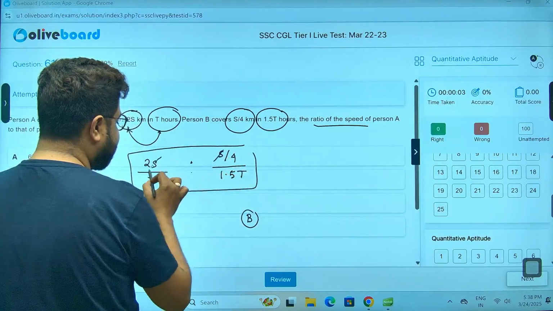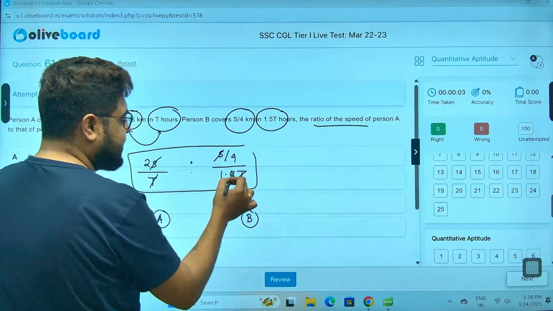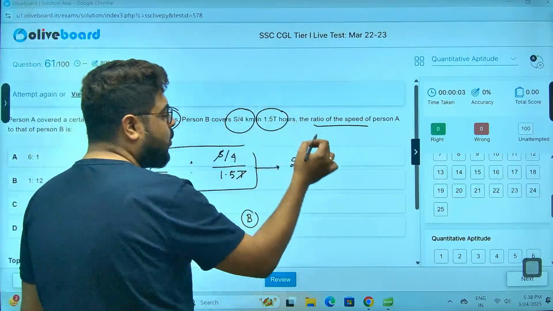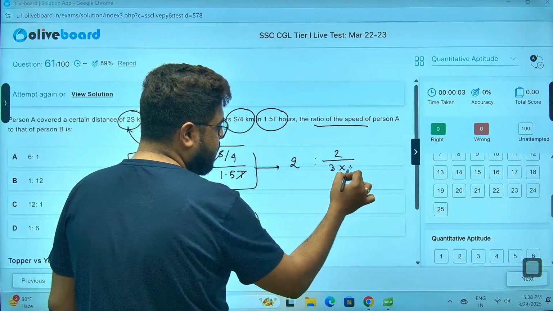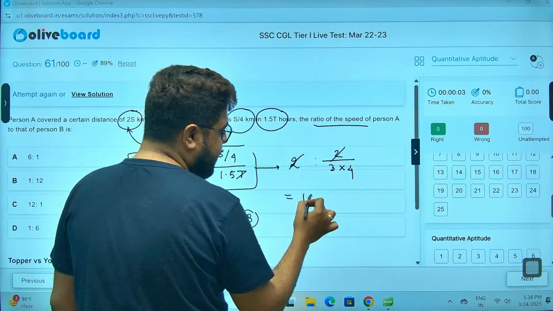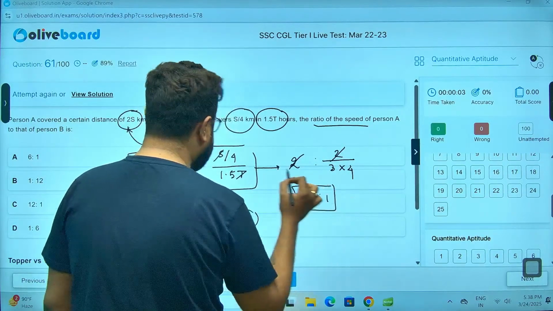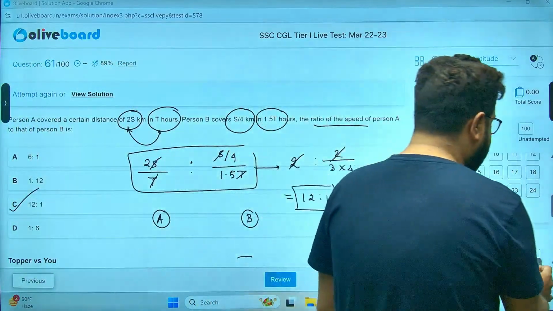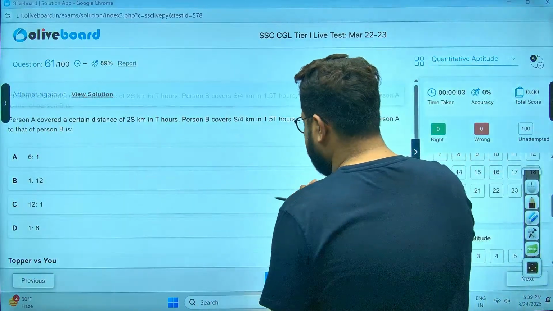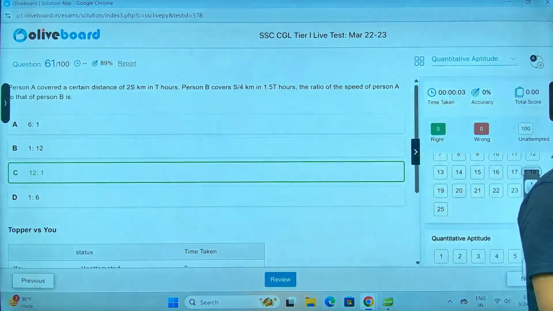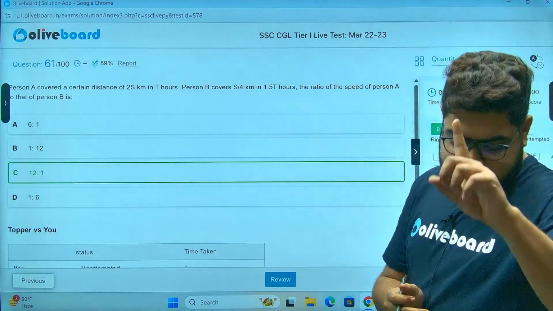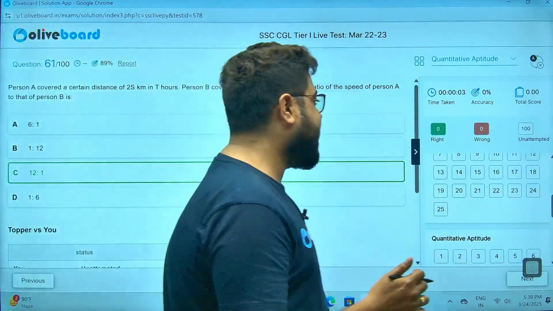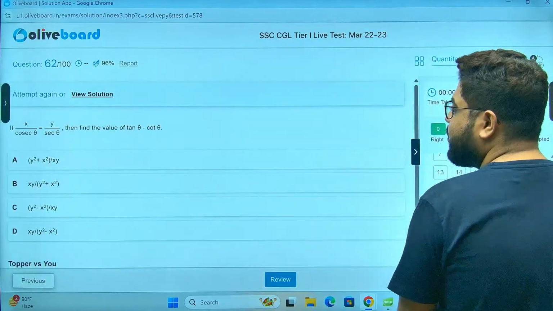So this is nothing but 3 by 2. 2 will go up, 2 by 3 into 4. Again, 2 we can cancel. The answer is 12 ratio 1, option C. A to B, that means 12 ratio 1 will be your answer. If they have asked B to A, that will be 1 ratio 12. Please be mindful of that, otherwise you might give the examiner a few cheap marks.